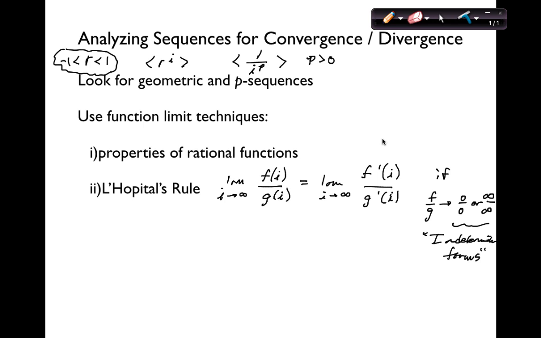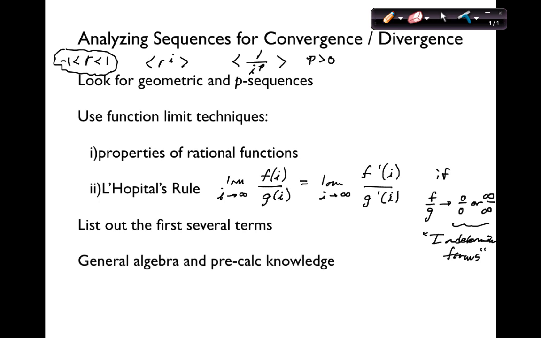Okay, and then listing out the first several terms. Okay, general algebra, pre-calc knowledge, and deductive reasoning and logic. So there's kind of a balance of this. There is reasoning and logic, and then there are the rules and formal mathematics. There's both to this, right? And so there's the balance.